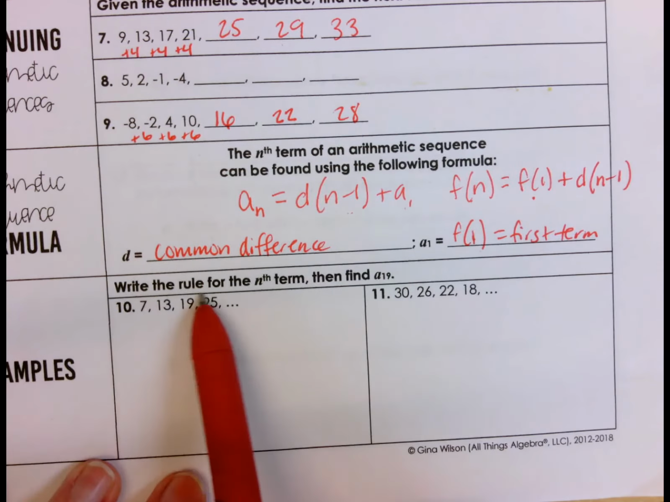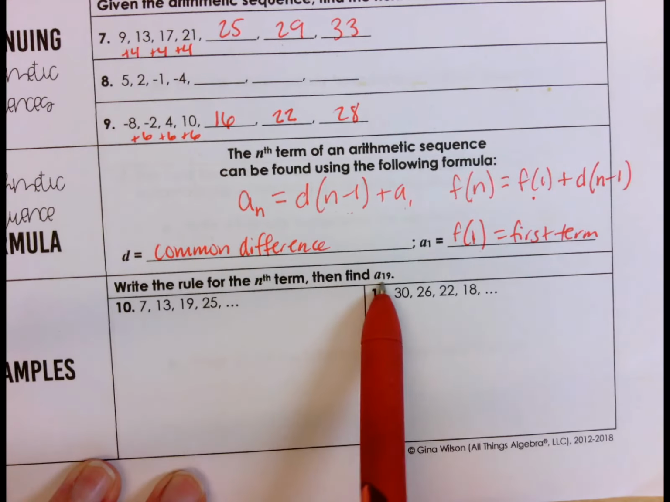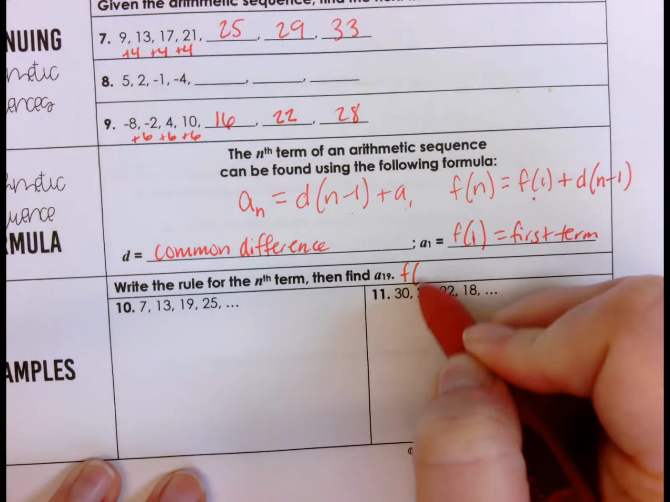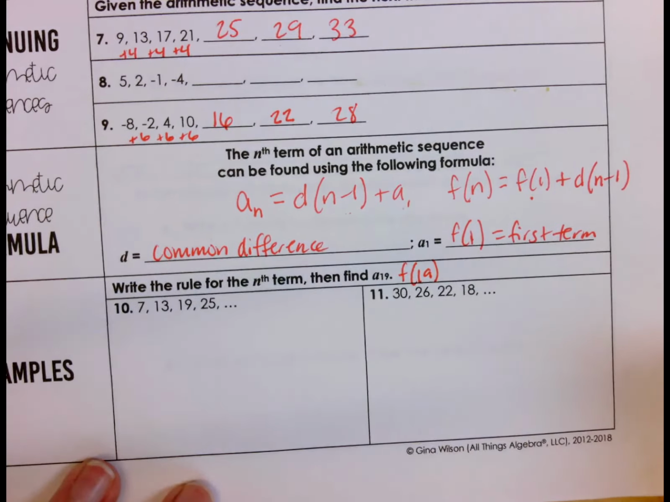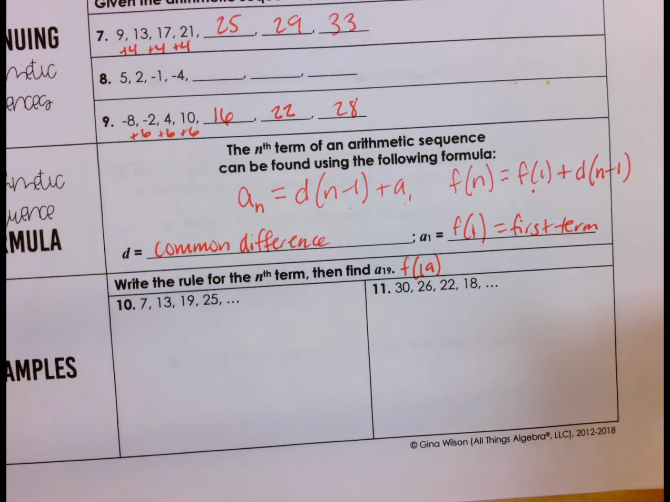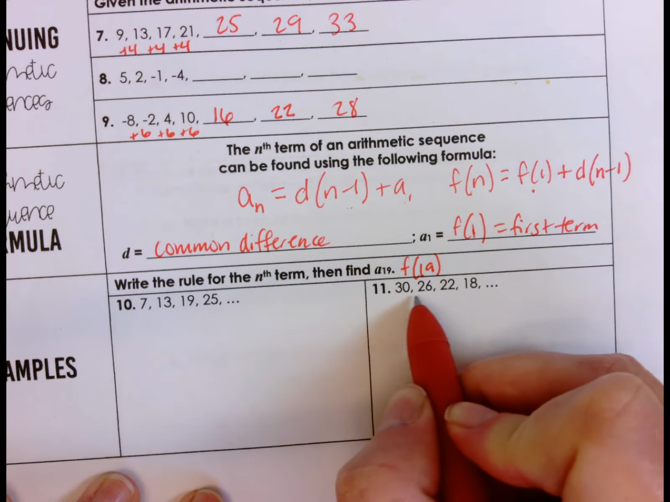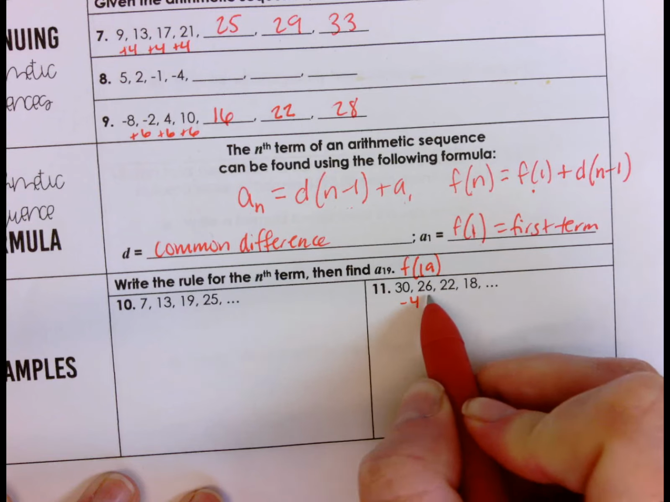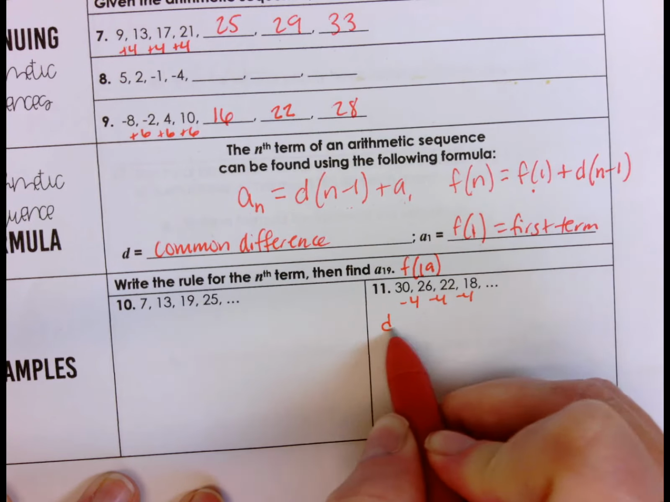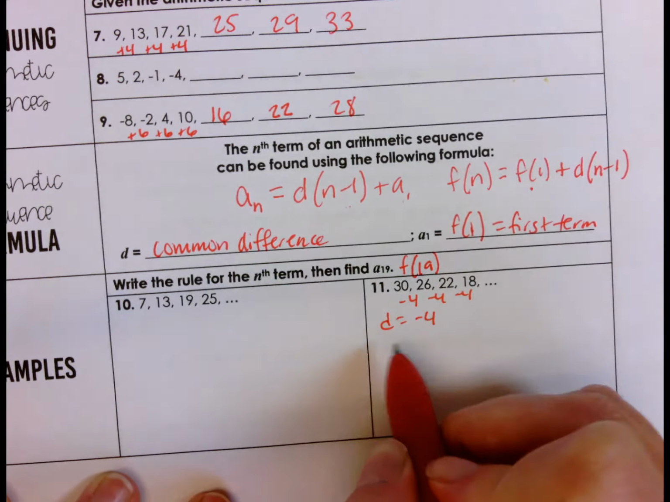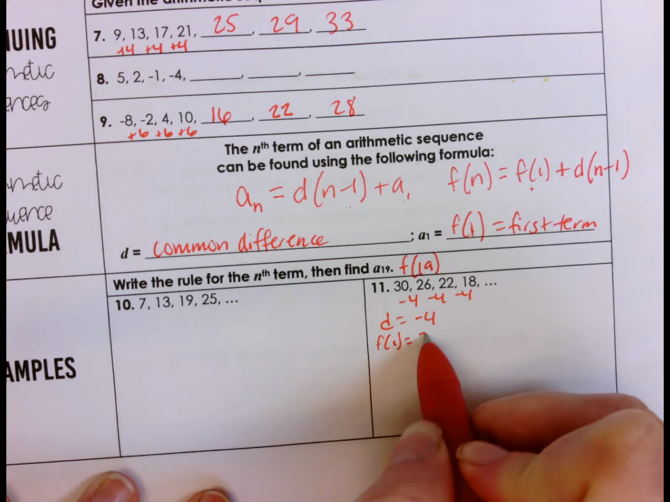So here we're going to be writing the rule for the nth term and then find a sub 19, which means we are looking for f of 19 each time, okay? The 19th term. So either way that you see it written, that's exactly what it means. All right, so first thing we need to do is find our difference. So 30 to 26, we're subtracting 4, and that's what we're doing each time. So our difference is negative 4, and our first term value is 30.